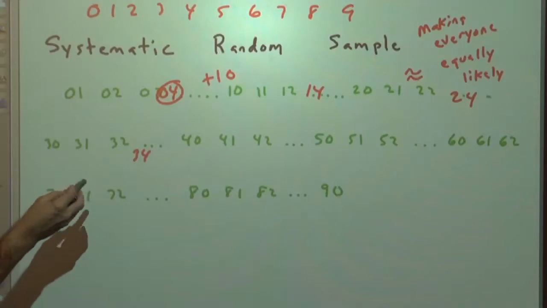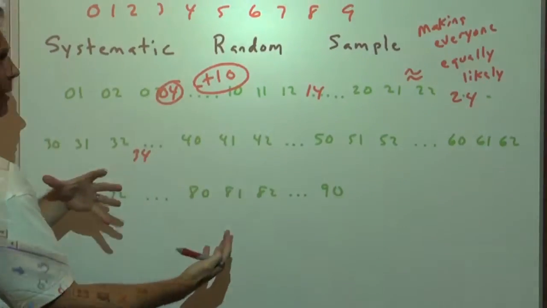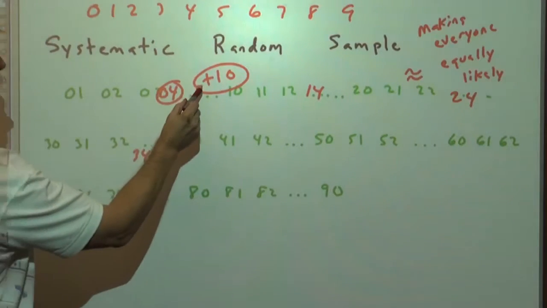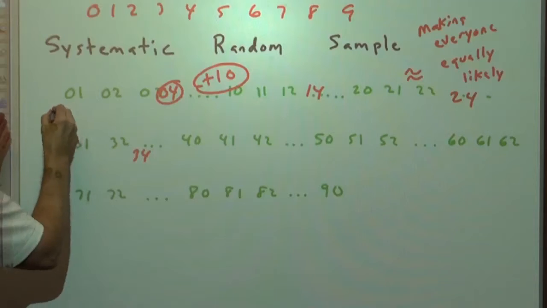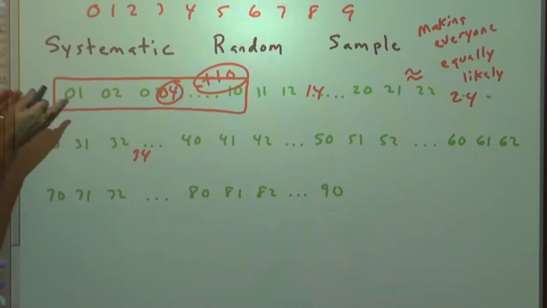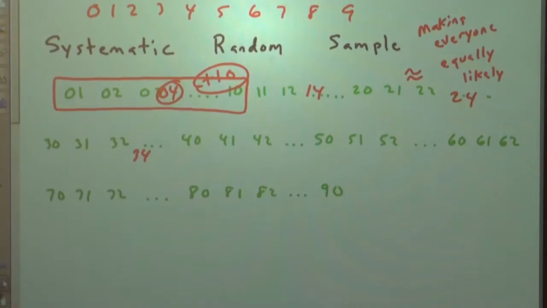So again, the way we do that is, once we figure out how much we're going to jump by to get the right sample size, in this case a sample size of 9, then we say, well, if we're going to jump by 10s, then in our first little group of 10, let's go in there and let's randomly choose where we should start in that group. So we'll start at 4 and we'll jump from there.